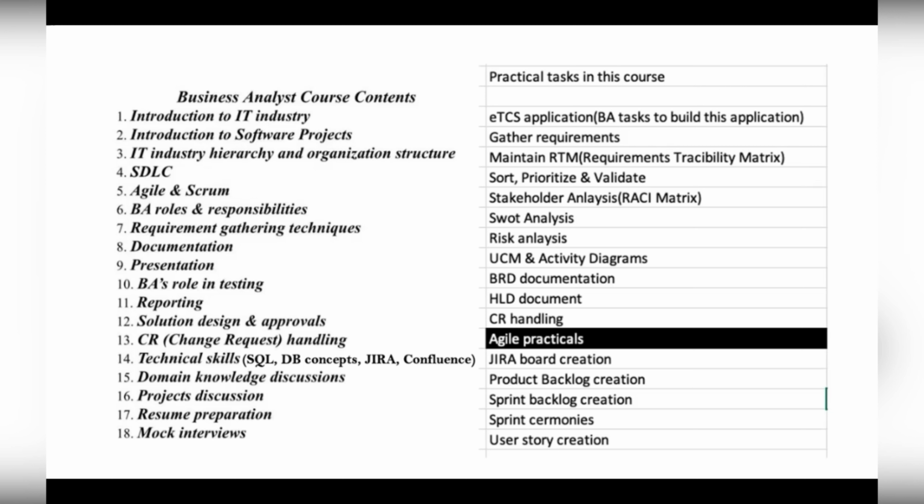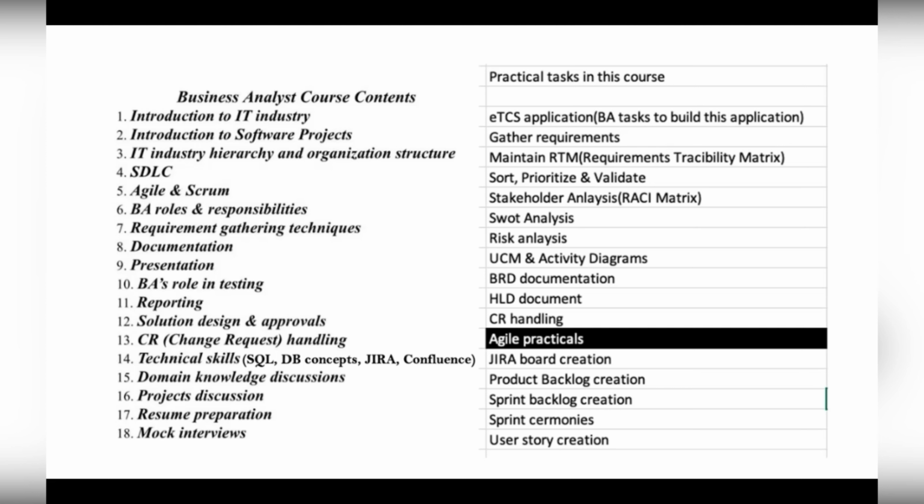The third one is about the industry hierarchy and organization structure. Once you understand the IT industry, you need to really understand the hierarchy and organization structure as well. Who will be your peers, with whom will you be working, and where are you placed as a business analyst? At which level are you placed, and who will be your superiors and your team members? All these things we'll discuss in the third chapter.